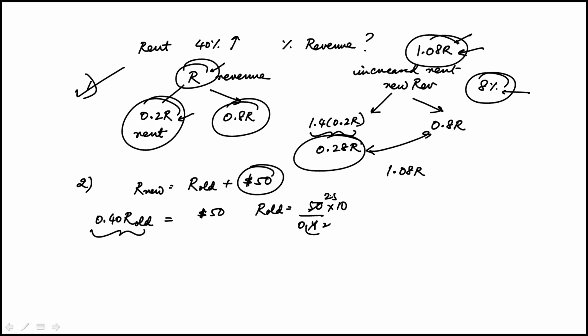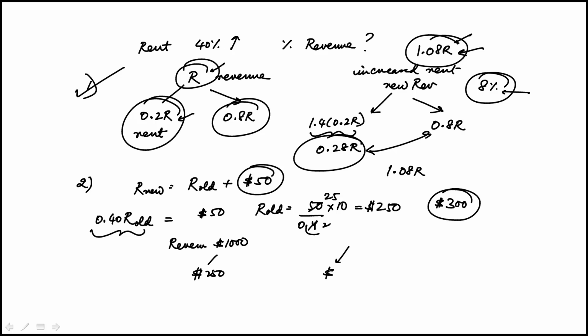You don't have to do these calculations, but just to put some numbers here, the new rent would be 300. But in this case, we have no information about the total revenue. We don't know the previous revenue, nor do we know the current. So for example, if his revenue was $1,000 and $250 was going to rent, and in the new situation his rent is $300, we have no information about this revenue.